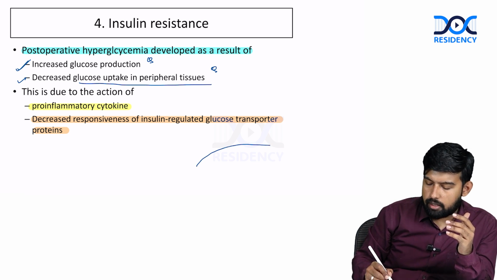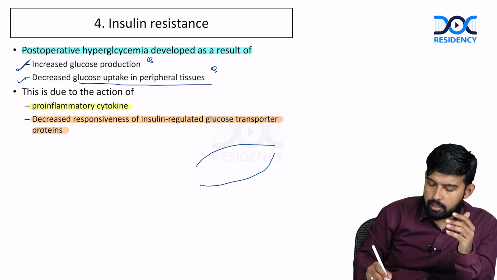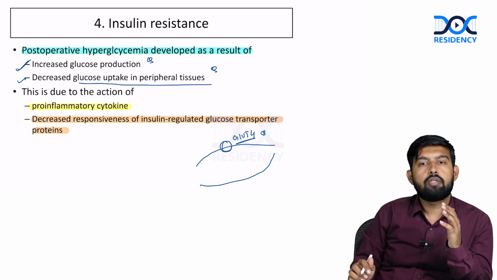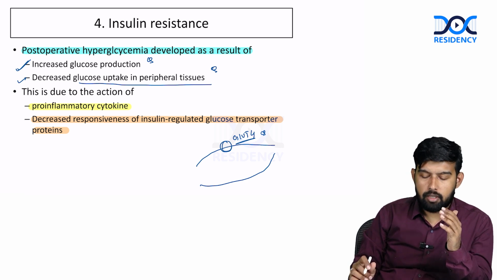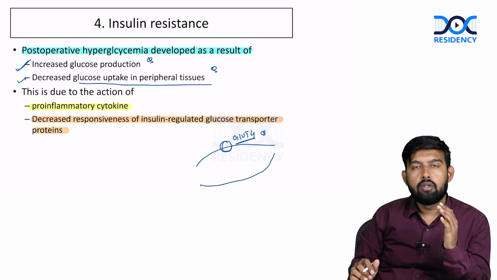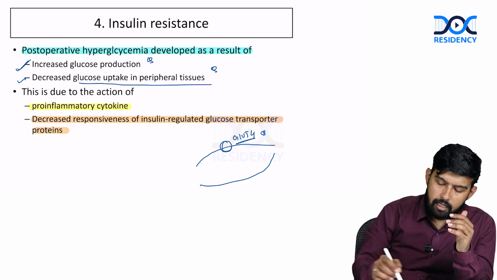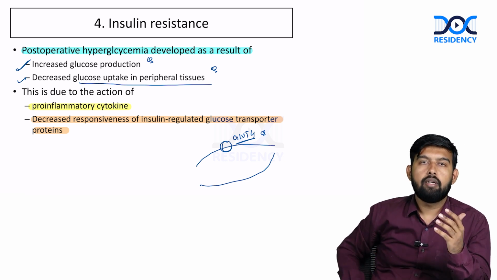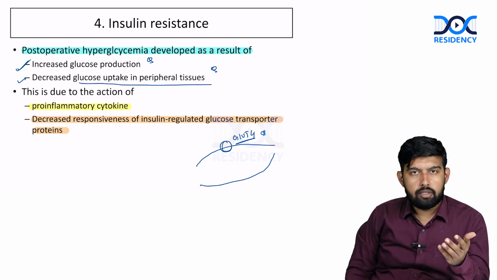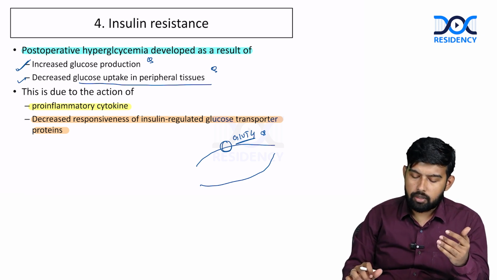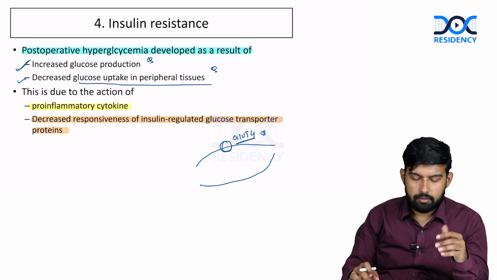the muscle has GLUT4 as a glucose transporter. So because of the decreased response of this GLUT4 towards insulin, there is a decreased uptake of glucose by the muscle cell, and it will result in catabolism of the muscle, because the muscle is not utilizing the glucose because of the insulin resistance.